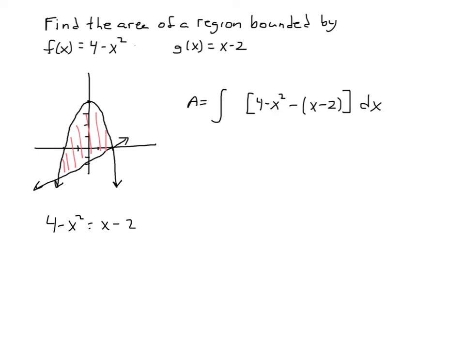So when I do that, I'll subtract 4 and x squared and add an x squared to both sides. So when I do that, I'll get 0 equals x squared plus x minus 6. And so I want to solve that. I need to factor it. That will factor as (x plus 3)(x minus 2). So my intersection points are going to happen when x equals negative 3 and x equals 2.